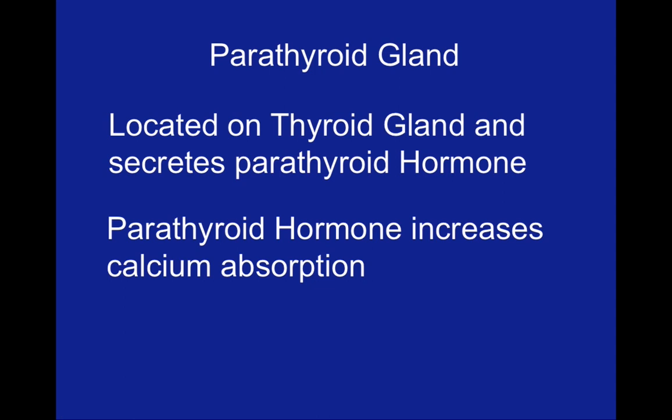So if calcium gets too high, we can stimulate the parafollicular cells to release calcitonin, which will eventually decrease our calcium levels back to a normal range. But if calcium gets too low, we can stimulate the release of parathyroid hormone from the parathyroid gland, and that will stimulate factors that will increase blood calcium levels.